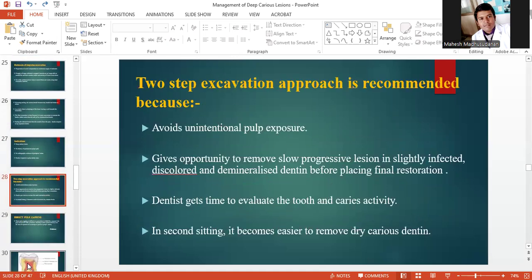Now, the two-step excavation approach is recommended because it avoids unintentional pulp exposure, gives an opportunity to remove slow progressive lesion in slightly infected, discolored and demineralized dentin before placing the final restoration, and the dentist also gets time to evaluate the tooth and caries activity, and in the second setting it becomes easier to remove the dry carious dentin.